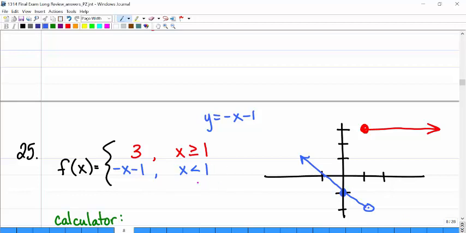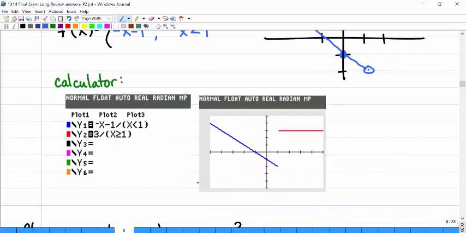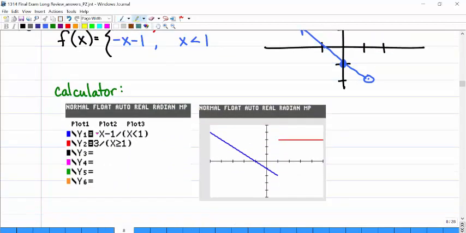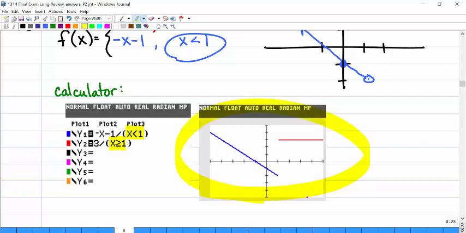You can also graph this on your calculator. If you go into your y equals, notice that the blue was negative x minus 1 right here. Now to restrict the domain, you're going to say divided by x less than 1. For my red graph, I did y equals 3, and I restricted its domain by dividing by x greater than or equal to 1. And the graph in the calculator is exactly the graph that we drew.